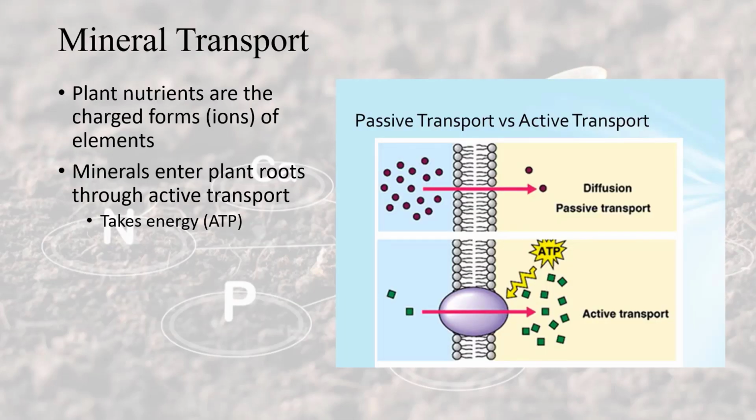So how do our minerals get into our plants? Well, they're going to go through the roots, right? And our nutrients are charged forms of the elements, referred to as ions. And the important thing I want you guys to know is that they get into the roots through active transport. And this is a process that requires energy, or ATP, again, that energy currency of the cell.